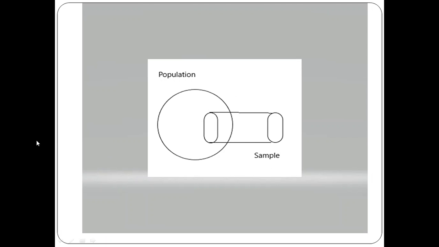This diagram will make it clearer. If this big circle is the population, population is actually the larger group of data, the whole group or the aggregate of all the individuals which are of interest. And what is a sample? A sample is just a small part taken from that population, which is part of the population and which represents the population. So I think from this diagram it will be more clear to you.